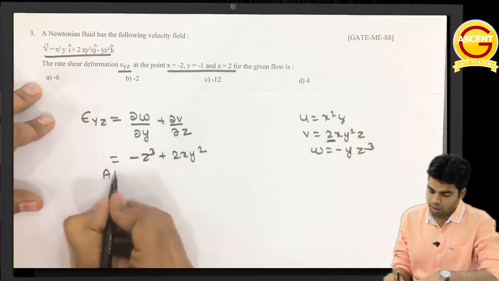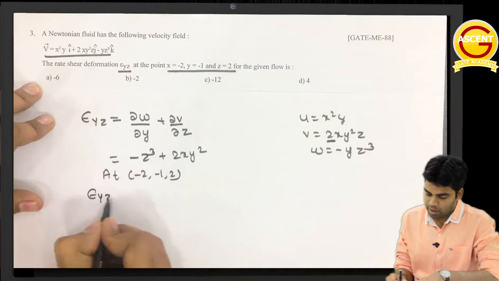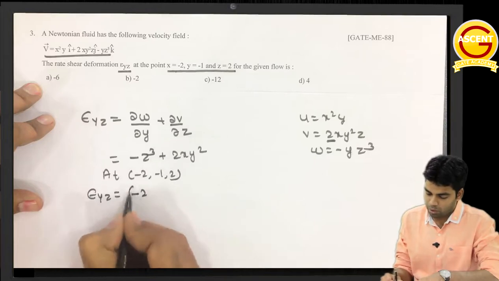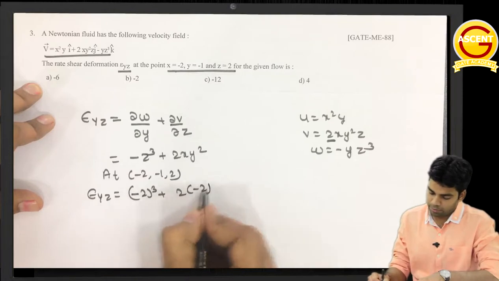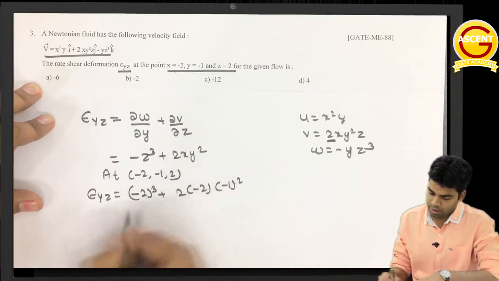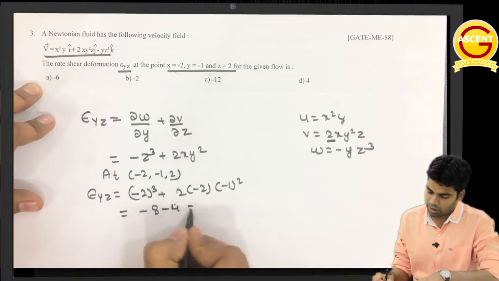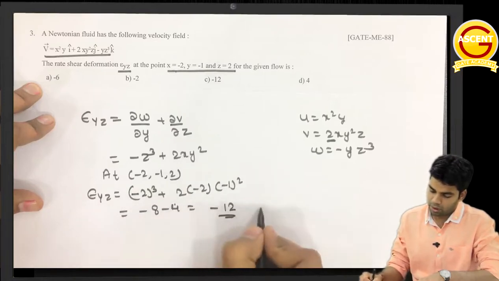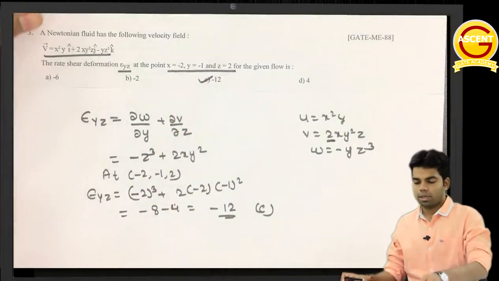So just put the values at minus 2, minus 1 and plus 2. This epsilon yz will be equal to minus 2 whole cube plus 2xy square, where x is minus 2 and y square is minus 1 square. So this will be minus 8 minus 4, which is equal to minus 12. So the answer should be C, minus 12. Getting this now? Okay, next question.